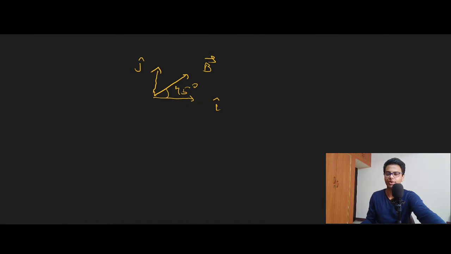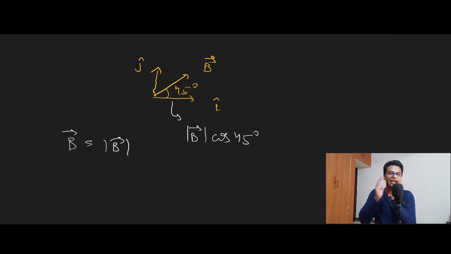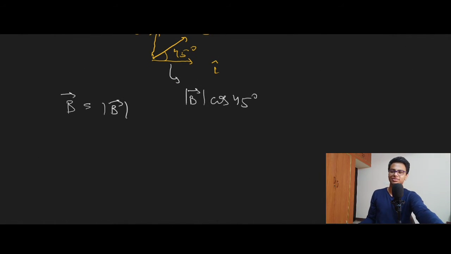How do we do that? We can write b vector is equal to mod b vector, and as I said, use the shortcut. This will be equal to mod b vector cos 45 degree. If the angle is squished between two rays, then the ray other than the vector itself becomes your cos theta, and the one where the angle isn't present becomes your sine. That takes 2 seconds to visualize, but you can use trigonometry as well. I would suggest trigonometry because it is a lot more visual than just mugging up something. So you get mod b vector cos 45 degree.